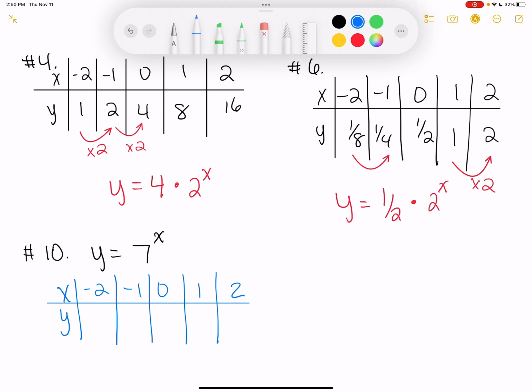Okay, so I'm going to start with the middle one. 7 to the 0 is what? 1. So I put a 1 there. Here, let me do this in red so it's a little different. What is 7 raised to the 1? 7. 7 raised to the 2? 49.